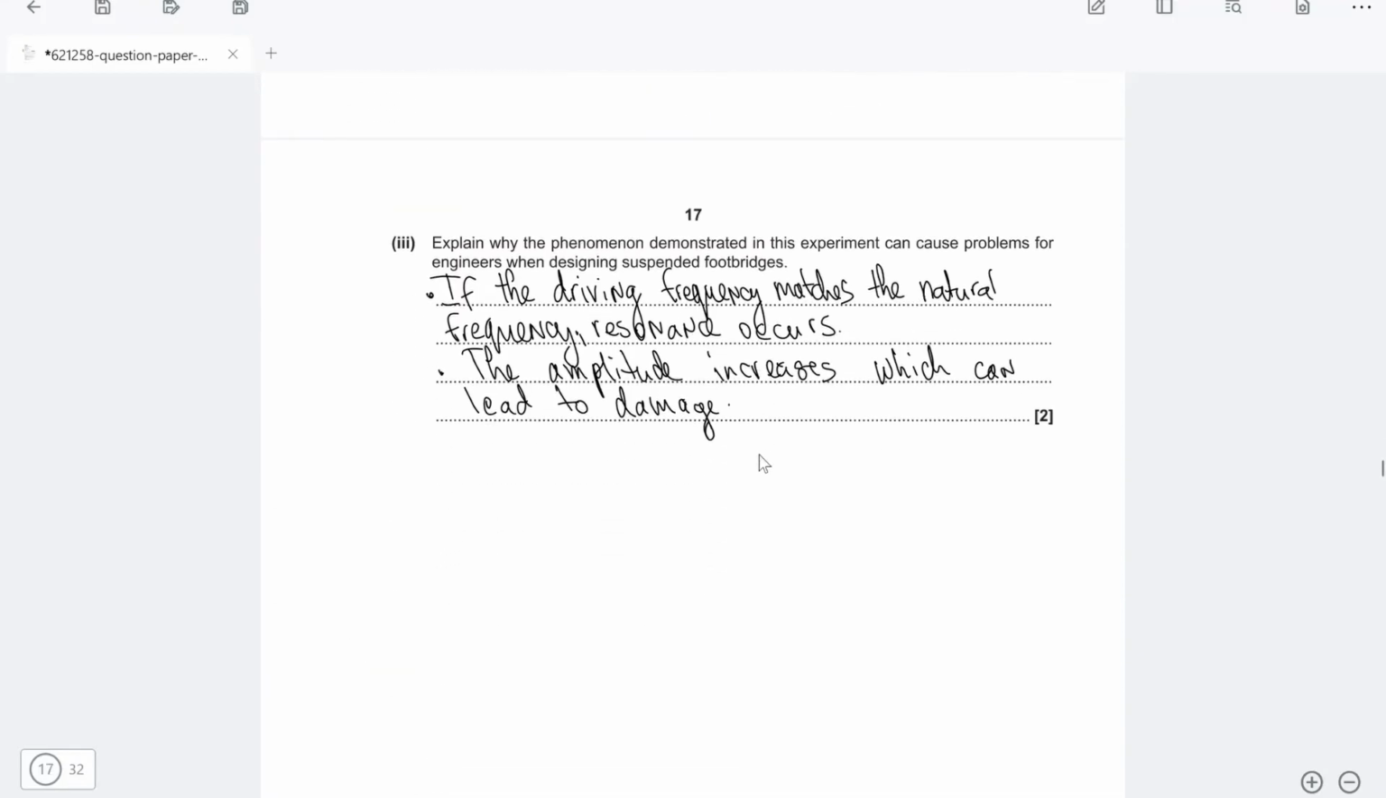Explain why the phenomenon demonstrated in this experiment, which is resonance, can cause problems for engineers. Well, when we're describing resonance, this statement is going to be invaluable in gaining a mark. If the driving frequency matches the natural frequency, resonance occurs. That is the condition for resonance. The driving frequency matches the natural frequency. When that happens, the amplitude increases, which can lead to damage.